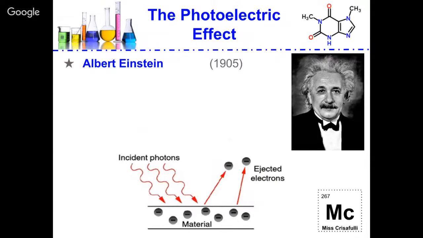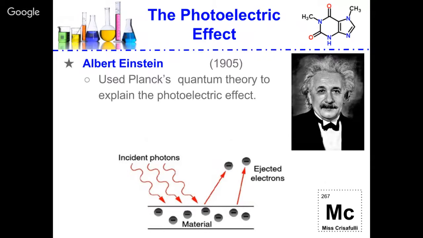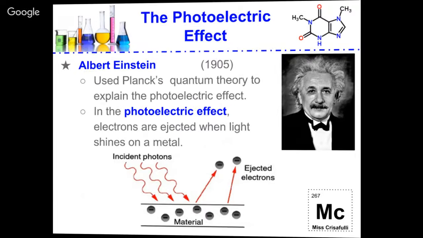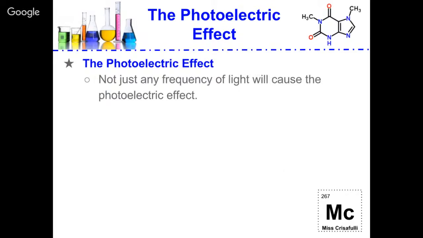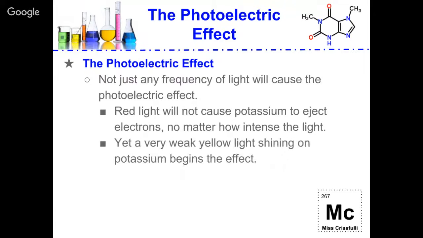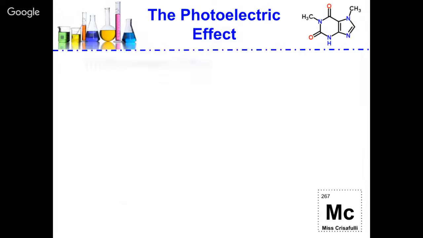So after Planck, Albert Einstein came in, and he used Planck's quantum theory to explain the photoelectric effect. In the photoelectric effect, electrons are ejected when light shines on a metal. Now, not just any frequency of light will cause a metal to emit an electron. Red light will not cause potassium to eject electrons no matter how intense the light is. However, very weak yellow light shining on potassium will cause potassium to emit its electrons.